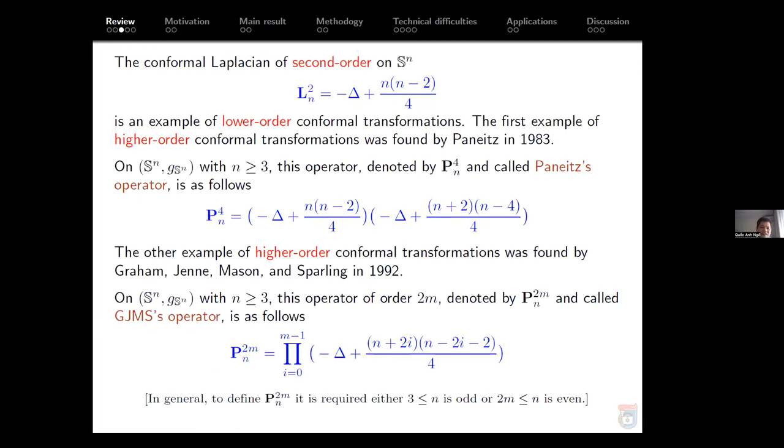GJMS is the name of mathematicians: Graham, Jenne, Mason, Sparling. And this is a similar generalization of P4. P4 we call the Paneitz operator. P4 is similar to the conformal Laplacian. So they play a role like the Gauss-Bonnet identity. It's a link between the topology and the geometry of the manifold. If you understand this operator and its equation, then you can say something about topology, I think.